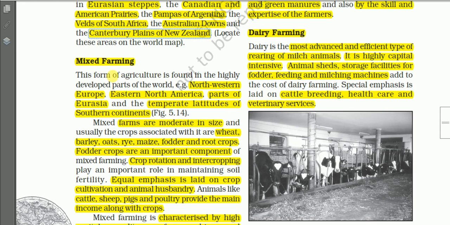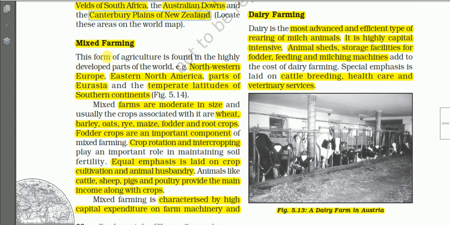So next we have another agricultural system, that is mixed farming. Why is it known by this name, mixed? Because in this type of farming, rearing of animals together with the growing of crops is done, and that is why the name mixed farming is given. This form of agriculture is found in the highly developed parts of the world.